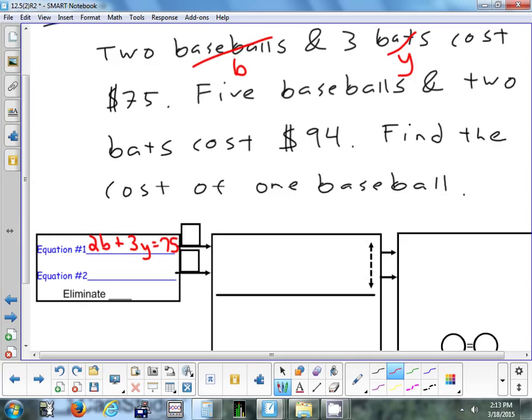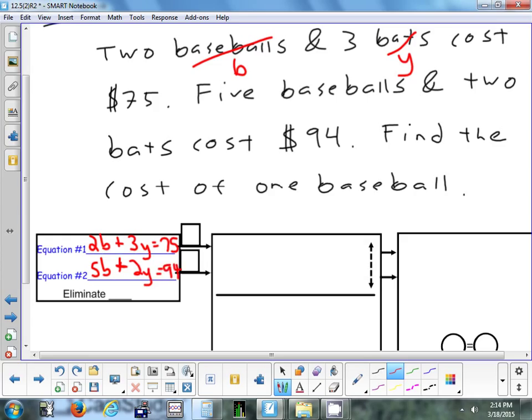Look at what Sam just did with the 2 baseballs, 3 bats, cost 75. I think you could definitely figure out how to set up the second one. 5B. What's representing the bats? What letter? Y. So I'm going to put here 5B plus 2Y equals 94.